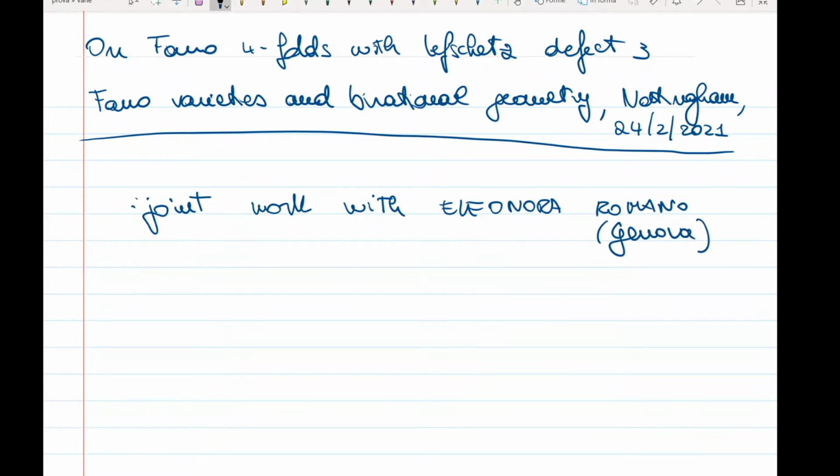Okay. And so I want to talk about the classification result of some Fano fourfolds. I will start with a brief introduction on Fano varieties, and we work over C. So X. I will only consider smooth Fano varieties in this talk.